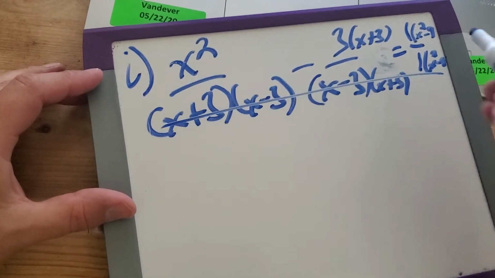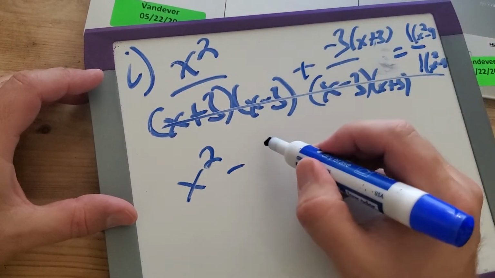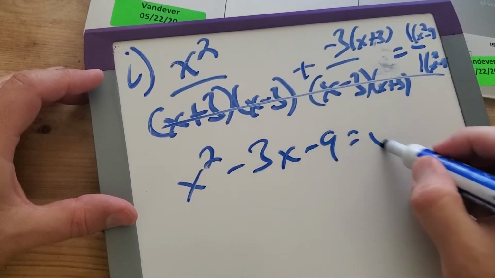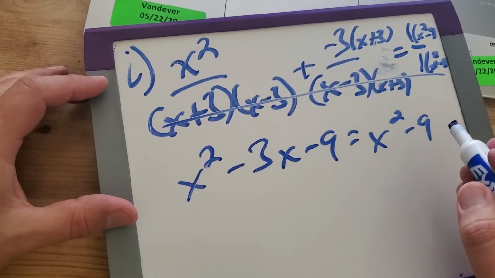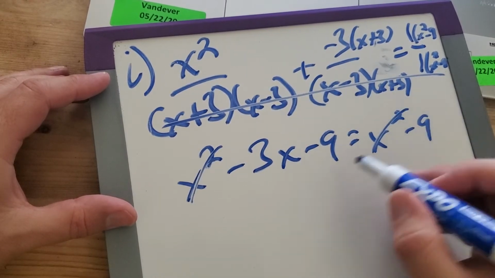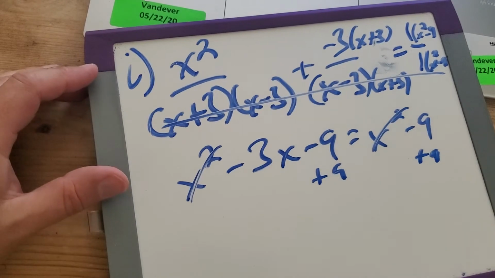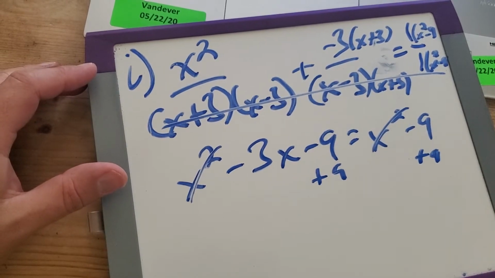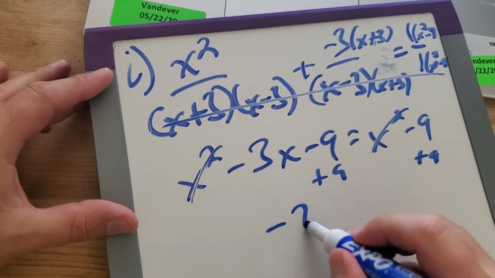So then the bottoms cancel, multiply both sides by them. I get x squared minus 3x minus 9 equals x squared minus 9. Does this sound familiar? Yeah, I think so. Well, let's find out. The x squares go away. I can add 9s, and they go away. Is this really right? Let me double check here. Yeah, that's right. So then I get -3x equals 0.